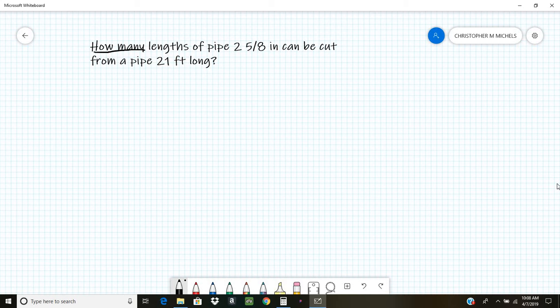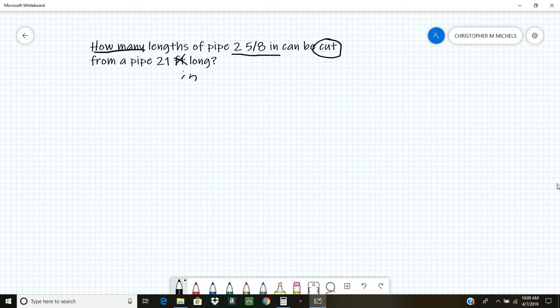So let's finish reading the problem. They said, how many lengths of pipe 2 5/8 of an inch can be cut from a pipe? Oops, that shouldn't be feet. That should be inches. I did not proofread my problem, because obviously we can't divide inches into feet. So, how many lengths of pipe 2 5/8 of an inch can be cut from a pipe 21 inches long? I really like these problems too. Anytime you see the word cut, that's an indicator of division, because when you cut, you divide things, right?